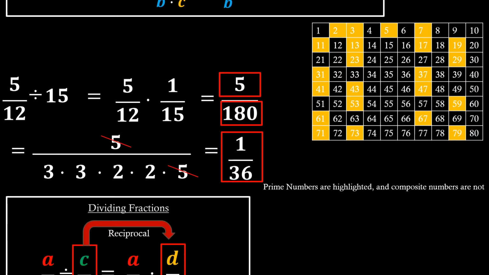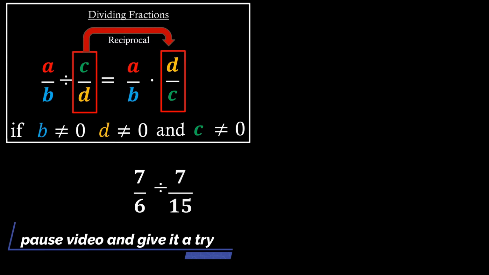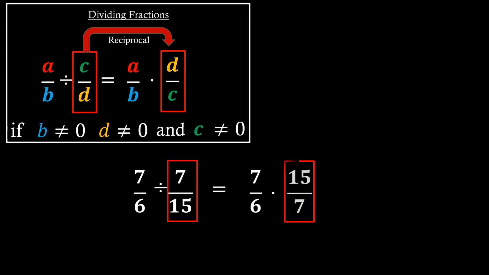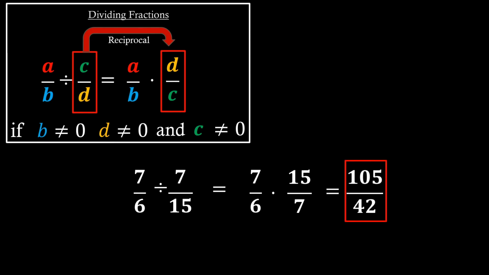Finally, we have 7 over 6 divided by 7 over 15. This is equivalent to 7 over 6 times the reciprocal of 7 over 15, which is 15 over 7. If we multiply 7 times 15 divided by 6 times 7, we get 105 divided by 42.